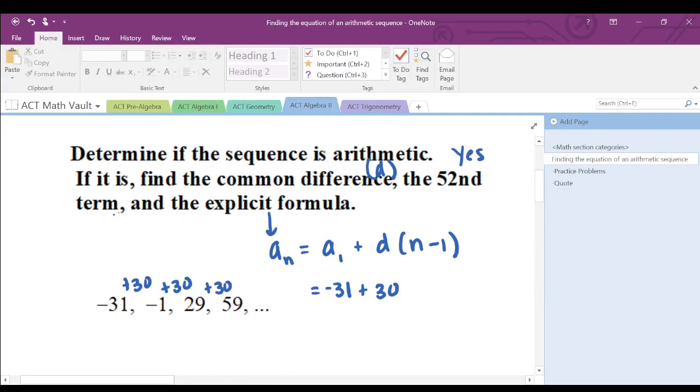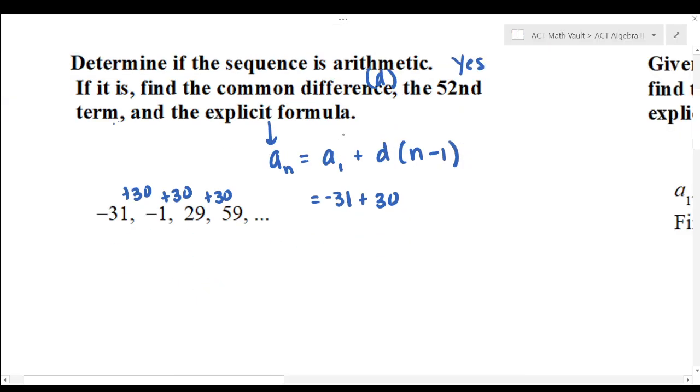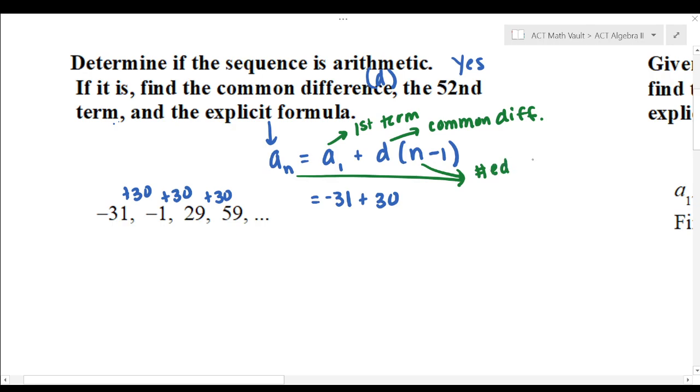Let's make a little note in a different color here. We'll say first term. This is common difference. And then this a sub n is whatever numbered term you're looking for. So if it's asking for the 52nd term, this n is going to be your numbered term. Eventually we want the 52nd, so we'll plug in 52 for that n.